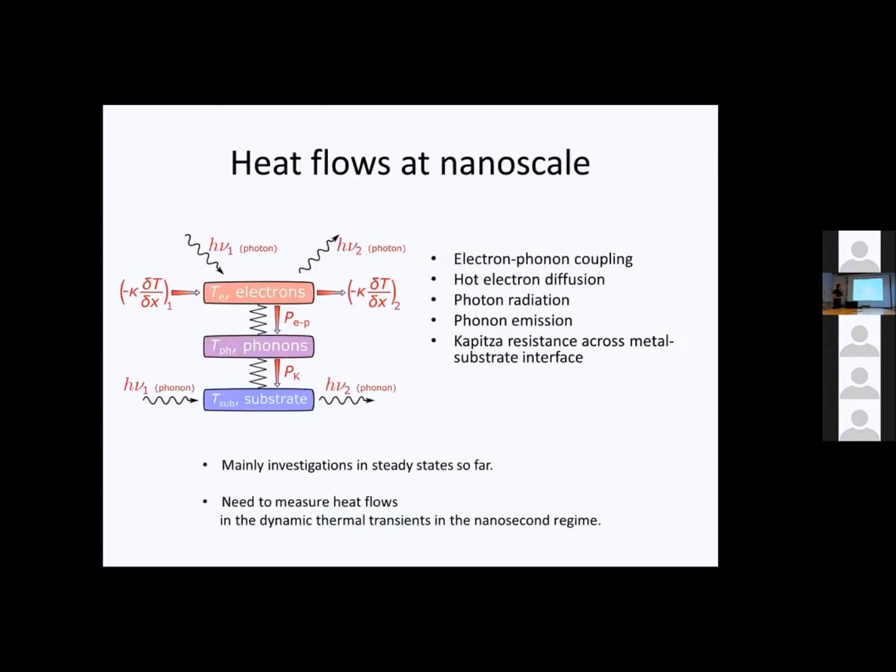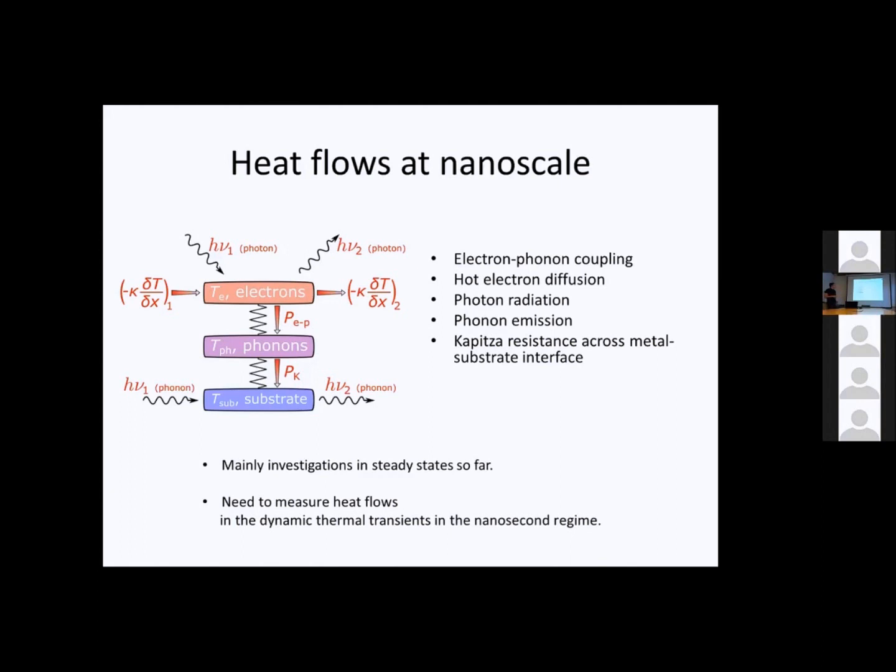So what are the possible processes that I'm talking about? We know that electrons at low temperatures have their own temperature, decoupled thermally from phonons, from, say, the electromagnetic temperature. They can increase their temperature by absorbing photons. They can also lower their temperature by emitting photons. This is black body radiation. They can also change their temperature locally due to diffusion to regions of lower temperature, so here thermal conductivity plays a role. They can also exchange energy with phonons, so here we talk about electron-phonon coupling.